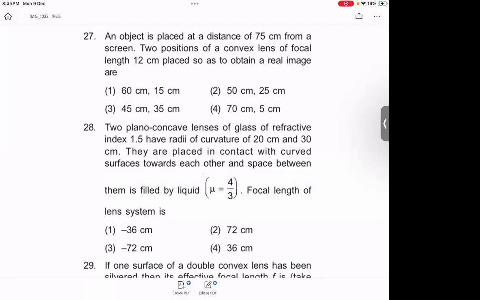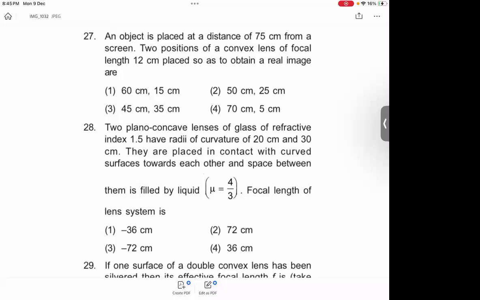Okay. Look at the next question. It is also based on lens. Two plano concave lenses of glass of refractive index 1.5 have radii of curvature 20 centimeter and 30 centimeter. They are placed in contact with the curved surfaces towards each other, and the space between them is filled with liquid of refractive index 4/3. What is the focal length of the lens system?